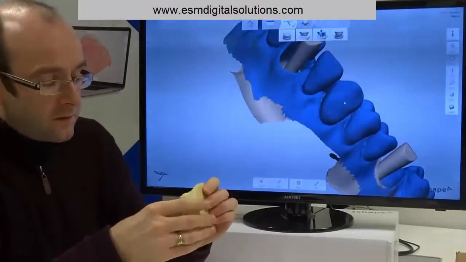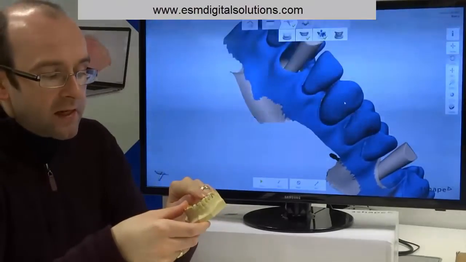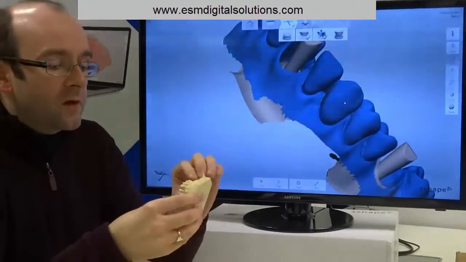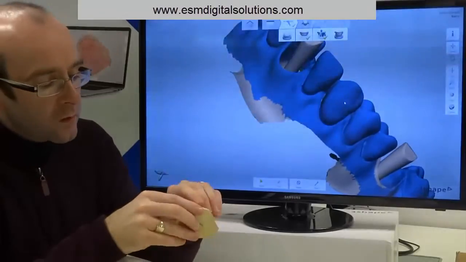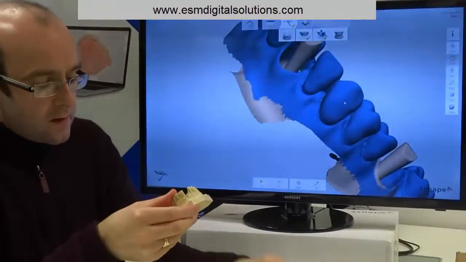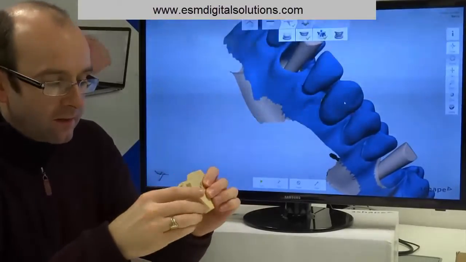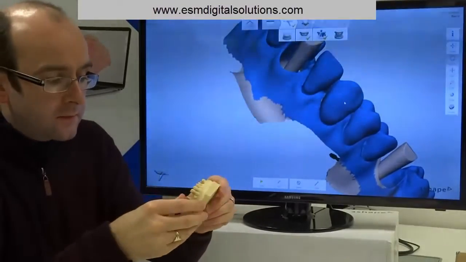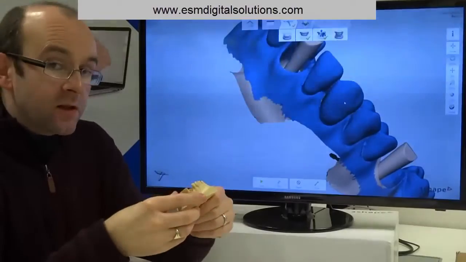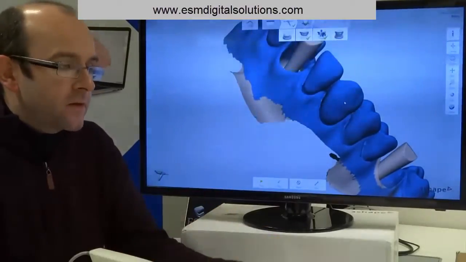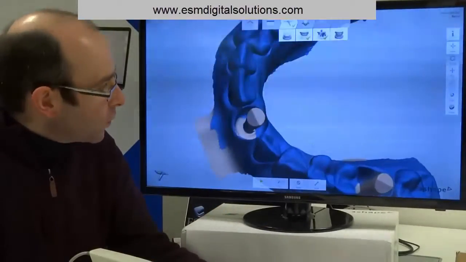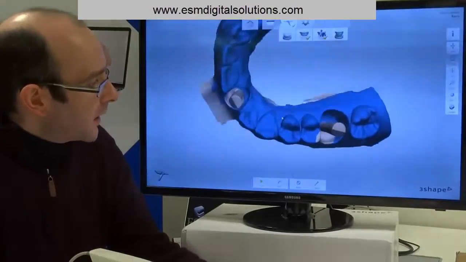One consideration is, of course, if the scan flags are too long, we must remove them. We must remove the scan flags before capturing the bite scan, of course, because the scan flags may interfere with the bite. If it's a situation that you only have one scan flag, there's a tool within the software which allows us to lock a surface.